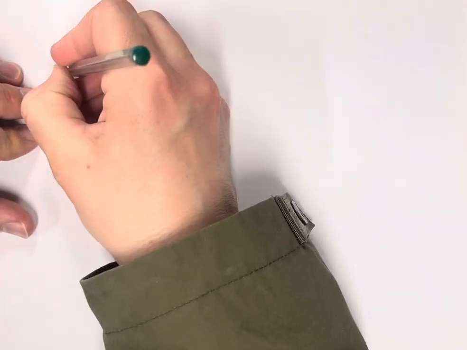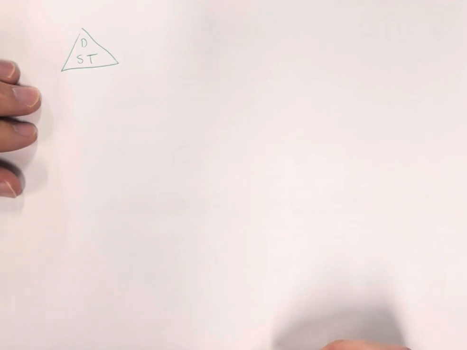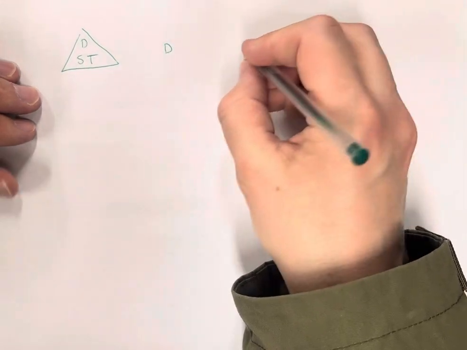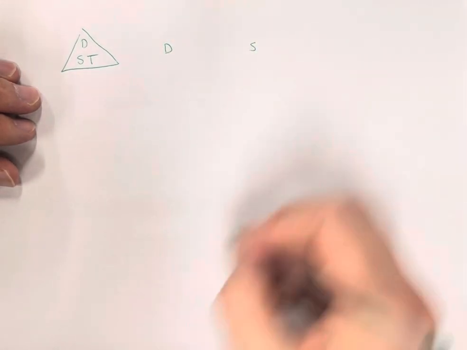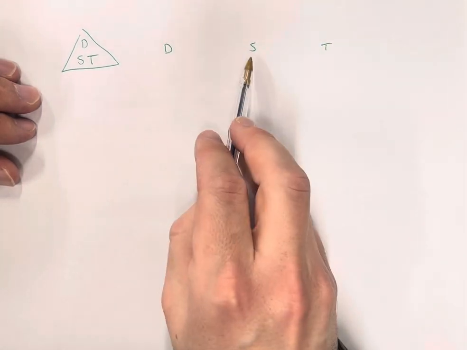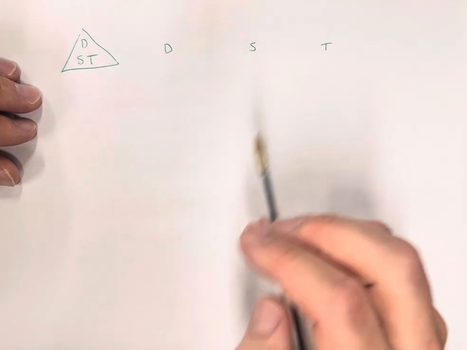Okay, so this is called the distance, speed, time triangle. And it's just a helpful way of remembering how to calculate either distance, which is d, speed, which is s, or time, right? So distance, how far somebody traveled, speed, how fast they traveled at, or t for time, that's how long a journey took.